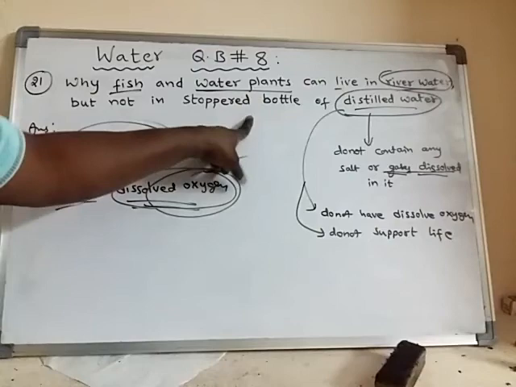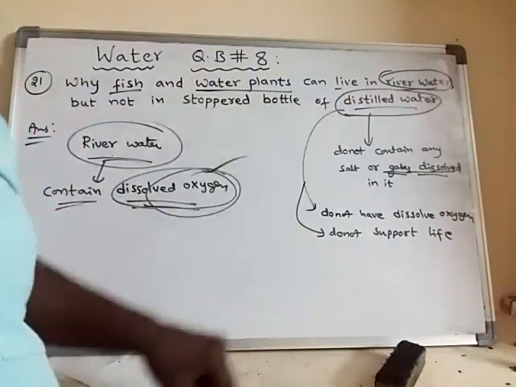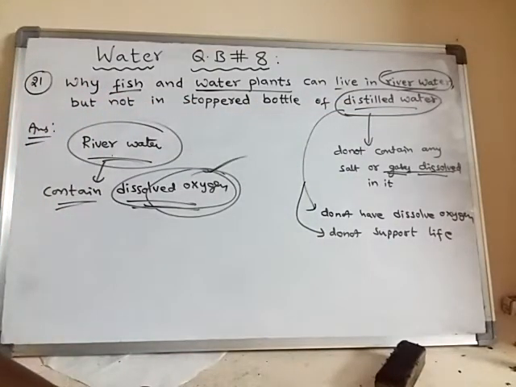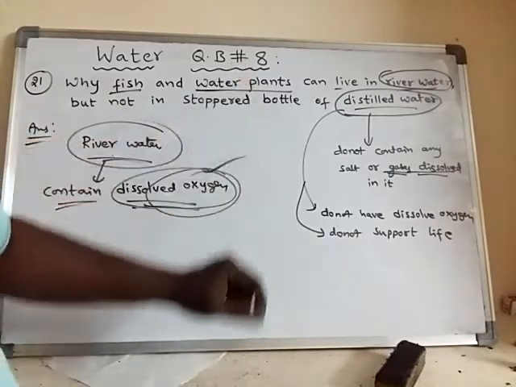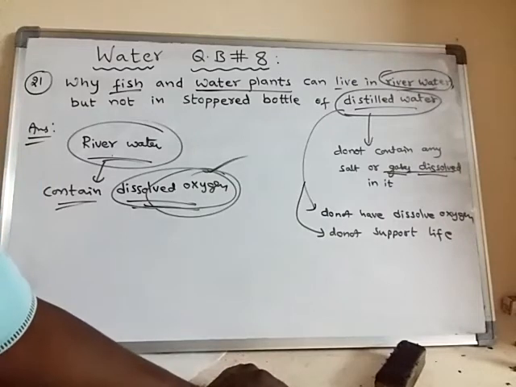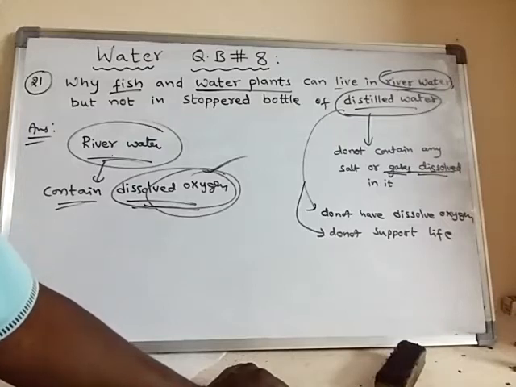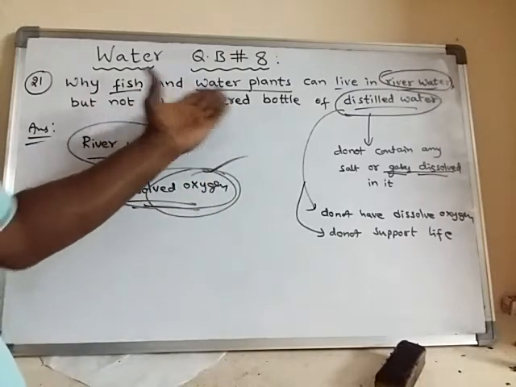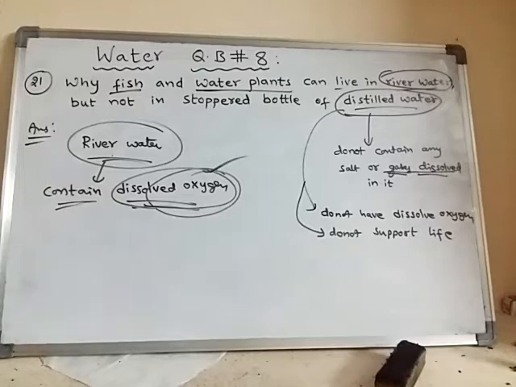Stoppered bottle means a sealed bottle which has distilled water. If the bottle is sealed, what happens? There won't be any absorption of oxygen into the distilled water. As it is sealed, atmospheric oxygen cannot enter into the distilled water. If you add fish or water plants into such water, they cannot survive due to the absence of dissolved oxygen.